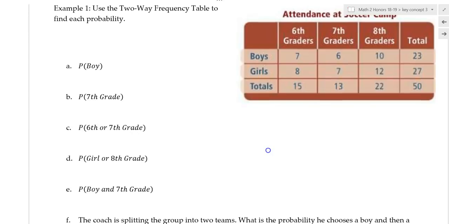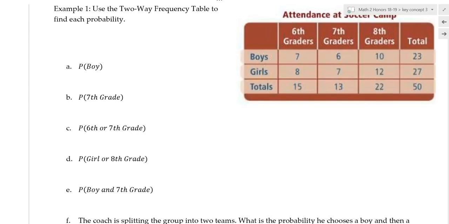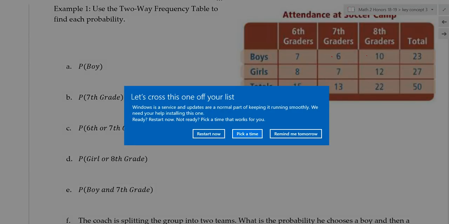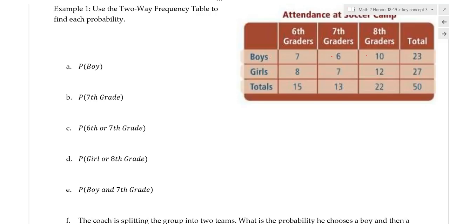Here we have attendance at soccer camp. So I just want the probability of a boy. Well, I don't care if they're in 6th, 7th, or 8th grade. I want to look at the total number of boys out of the total. 23 out of 50.